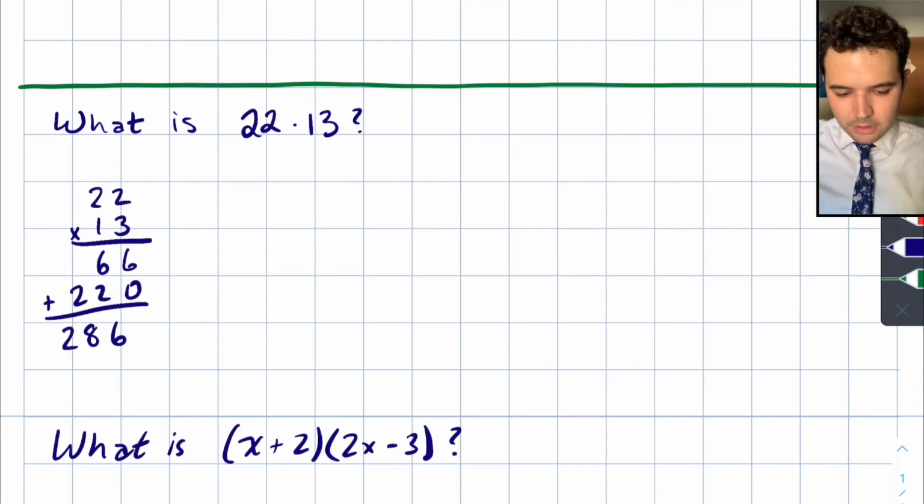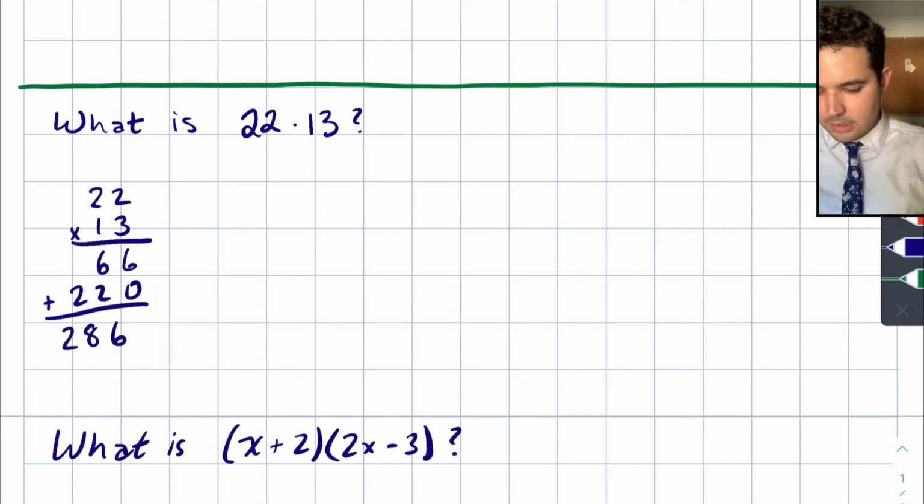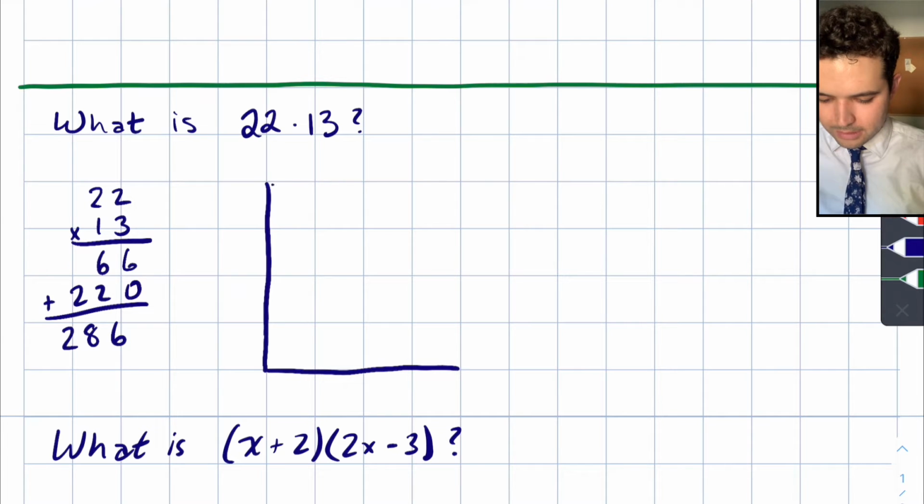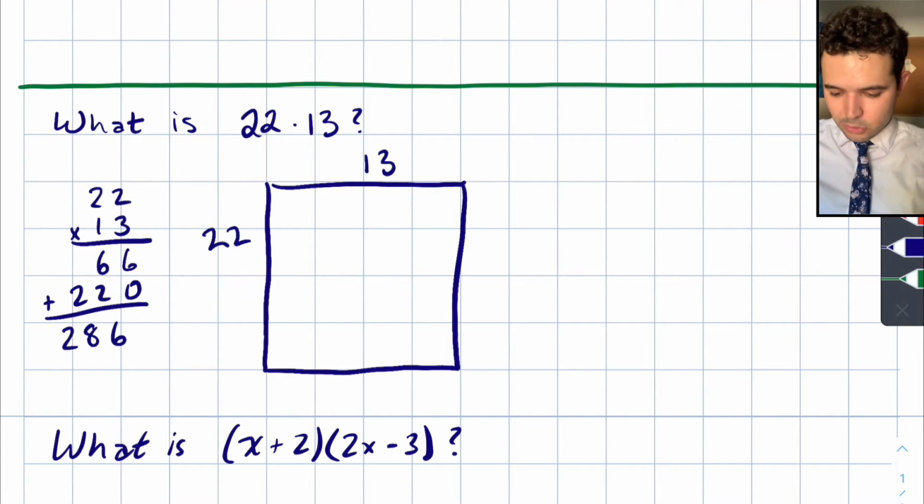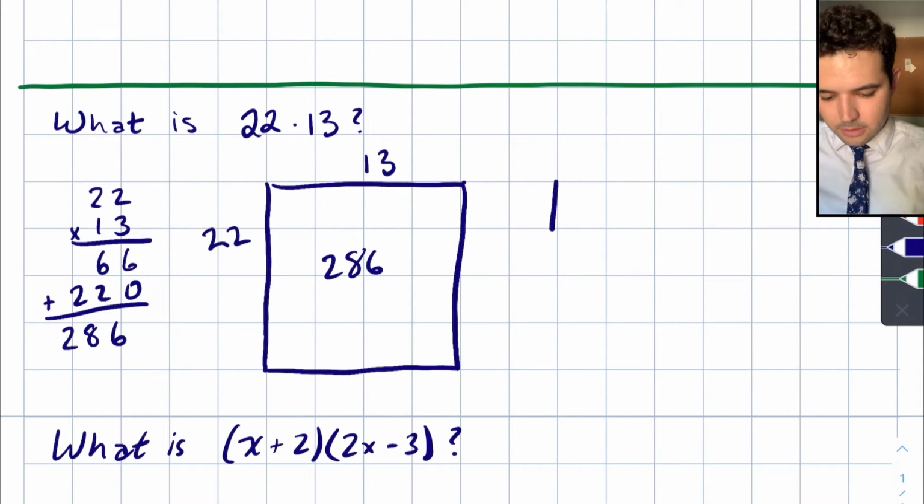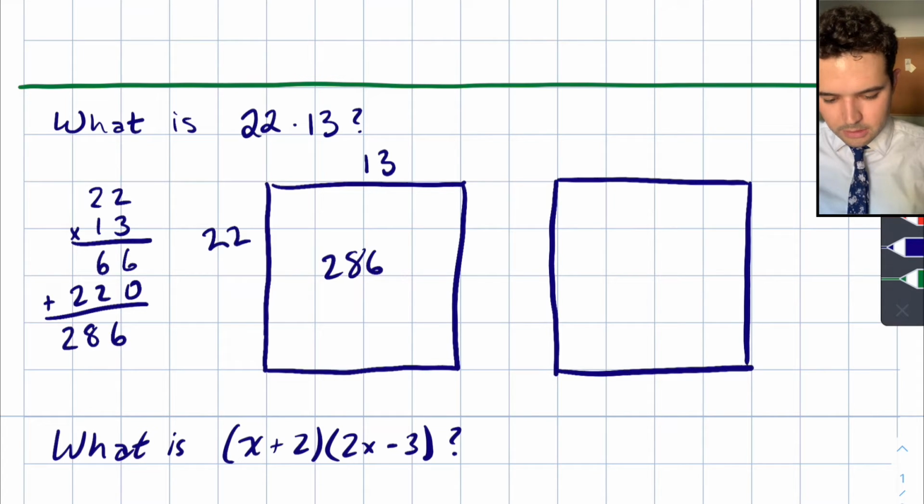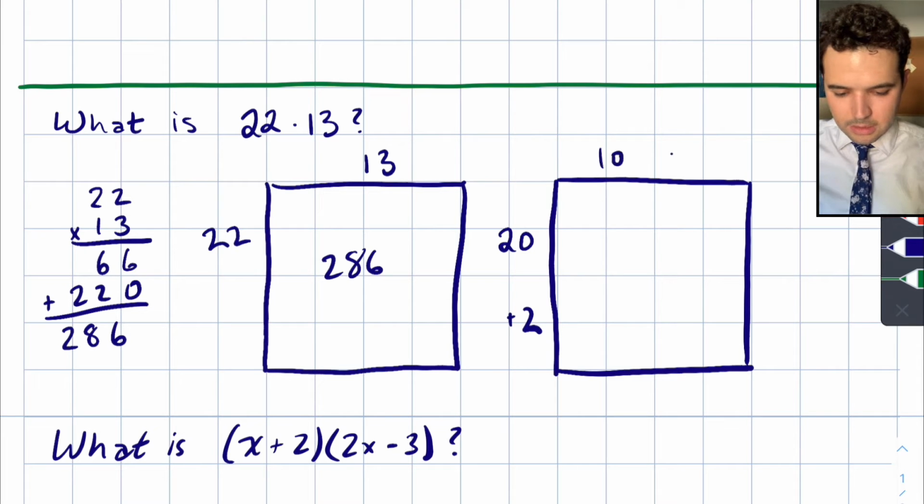Well, there's a different way of thinking about multiplication. And instead of using an algorithm, I want to think of it as finding the area of a rectangle. I want to think about this rectangle as having sides of 22 and 13. Now that area should be 286. But there's another way for us to break this down. Instead of thinking of this rectangle as being 22 by 13, I'm going to think of it as being 20 plus 2 and 10 plus 3.